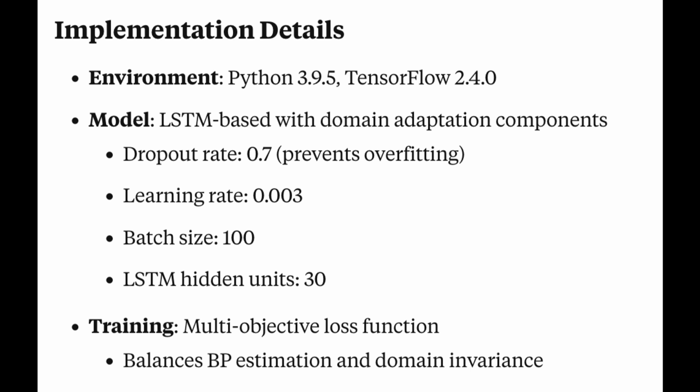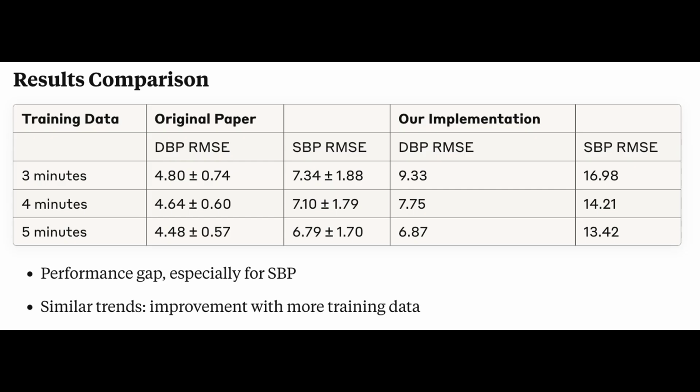The model follows the LSTM-based architecture described in the paper with a high dropout rate of 0.7 to prevent overfitting, particularly important given the limited training data. We used a learning rate of 0.003, batch size of 100, and 30 LSTM hidden units. The training process used a multi-objective loss function that balanced blood pressure estimation accuracy with domain invariance, with a domain classification weight of 0.1.